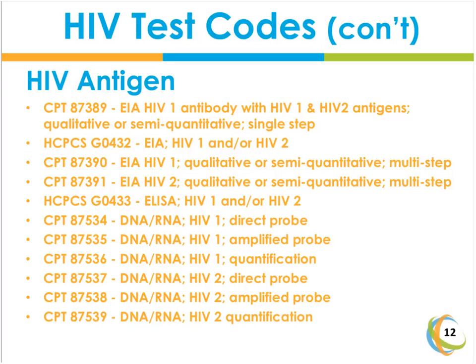So this slide basically just provides you an overview of all of the available HIV antigen codes. You have your CPT code 87534, which is HIV-1 direct probe. And I'm not going to go through all of the codes in detail because everything's listed here for you. CPT 87536 is HIV-1 quantification. CPT 87539 is HIV-2 quantification.